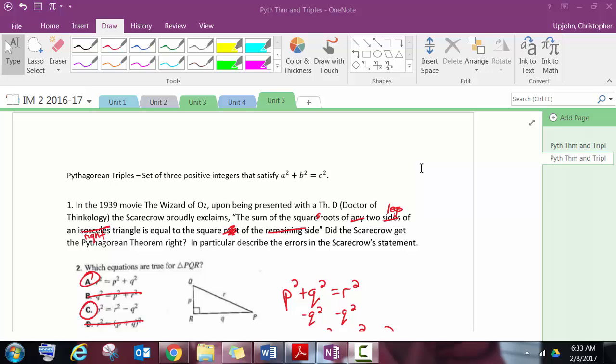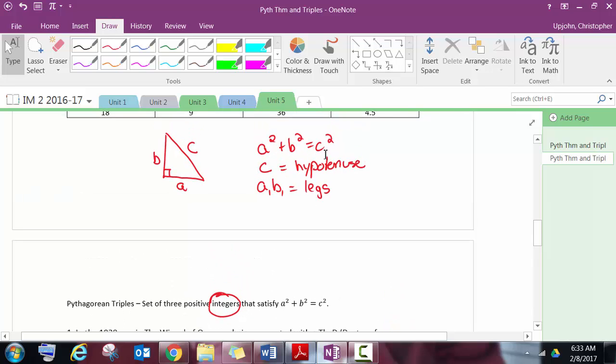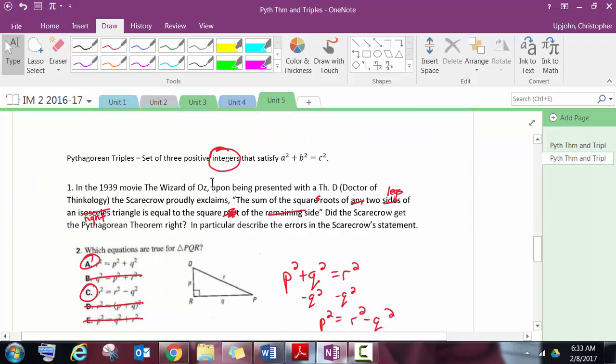Alright, remember that Pythagorean triples are a set of three positive integers, and we remember that integers are basically whole numbers that satisfy the Pythagorean theorem, a squared plus b squared equals c squared, where c is the hypotenuse and a or b are the legs of a right triangle.